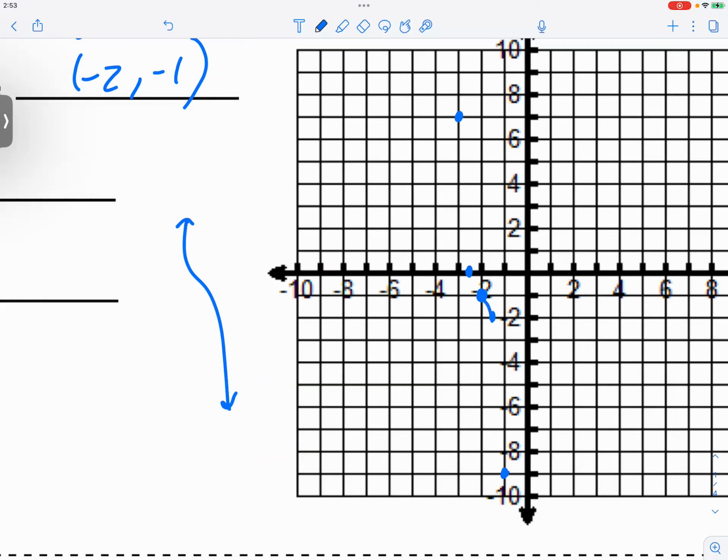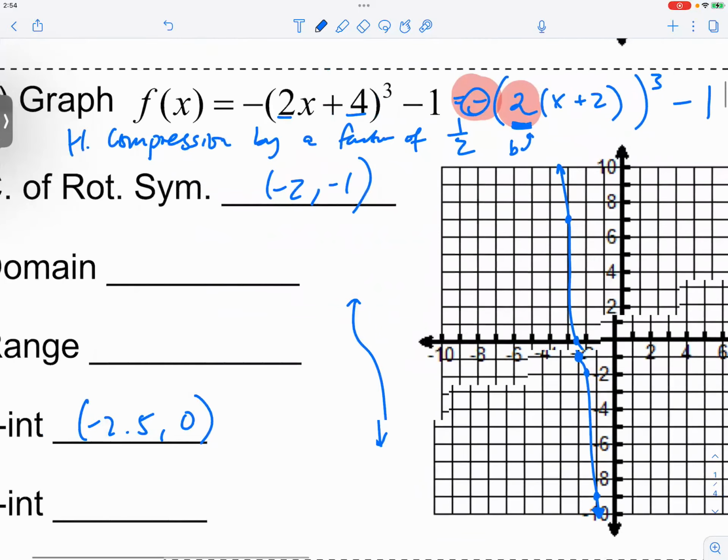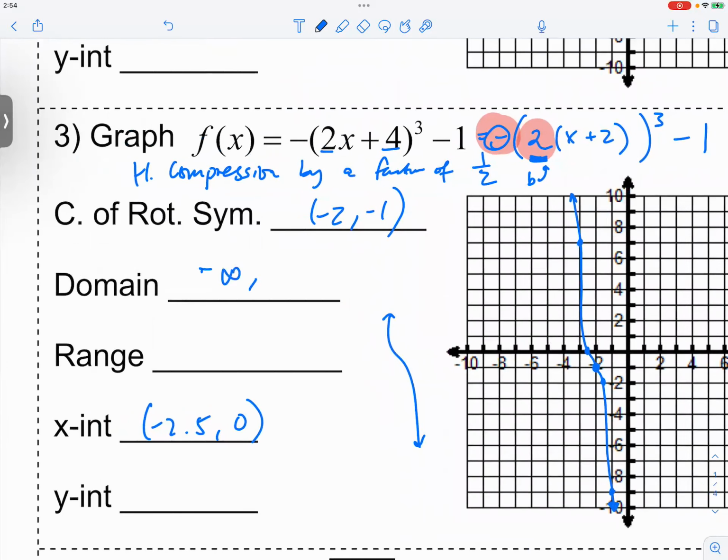Okay. Now, as you can see here, we can't really tell what the y-intercept is going to be. But we do know what the x-intercept is. The x-intercept is simply -2.5, 0. Now, you could plug in 0 for y, and then find out what the x value is. But since it lands pretty nicely on the x-axis, we don't really need to do that. When it's asking for domain and range, you know that it's very straightforward. There's no restriction of any kind, so it goes all the way to the left and right, up and down.